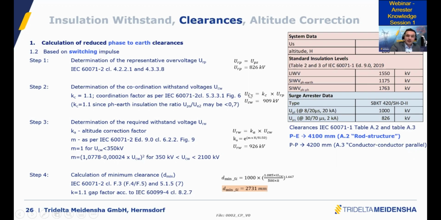Then you apply the coordination factor. The safety margin or the factors are slightly different, but the principle is the same as for lightning. Then for step 3, you have the altitude correction factor to define the required withstand voltage. And then again, we go to the tables in the IEC 671-2, and we look at the recommended clearance for a specific required withstand voltage. That gives us a clearance of 2.73 meters.